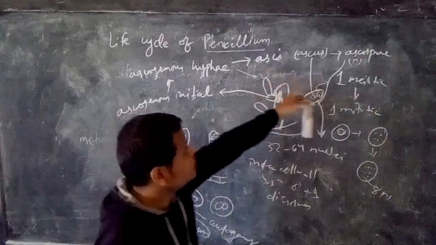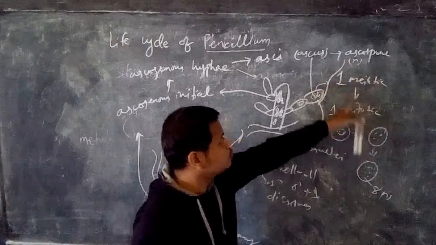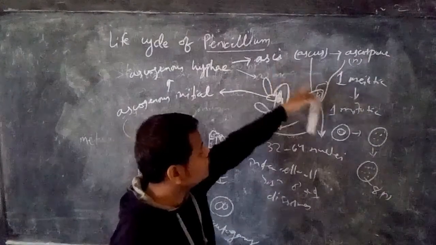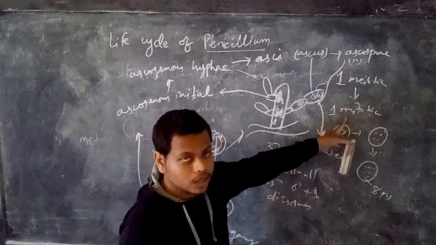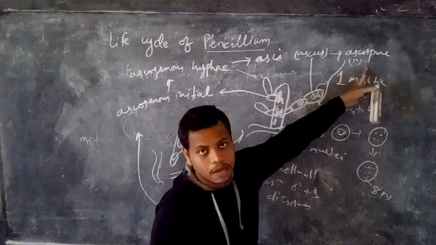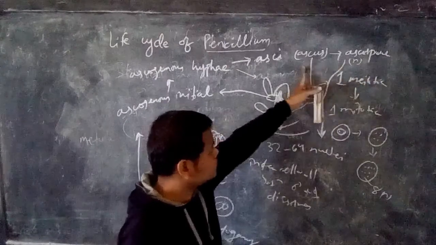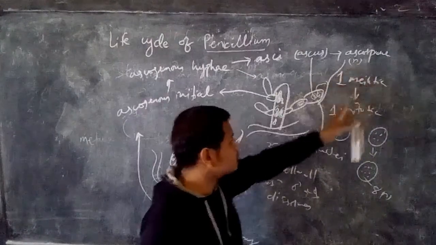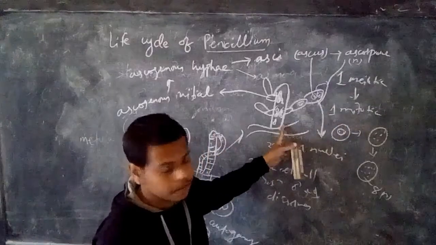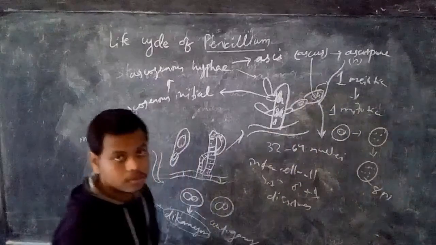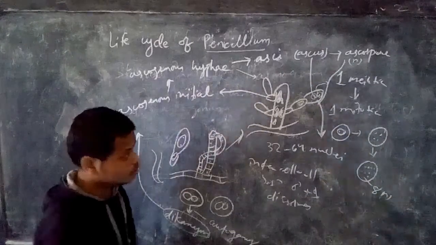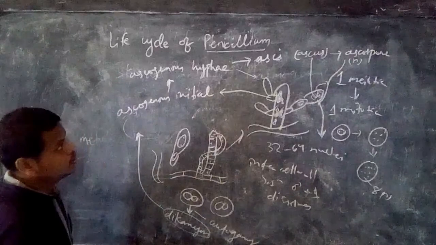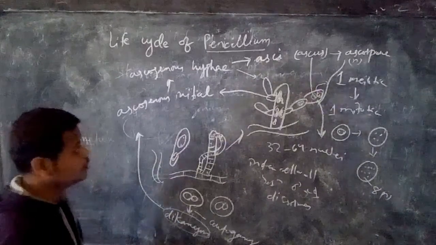From these asci, ascospores are produced when the diploid nuclei of the asci undergo one meiotic and one mitotic division, forming haploid ascospores. From one ascus, 8 haploid ascospores are produced. When these ascospores detach from the main hyphae and fall on the substratum, they grow into new Penicillium hyphae. This is the sexual reproduction of Penicillium.